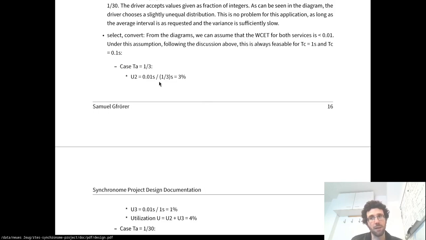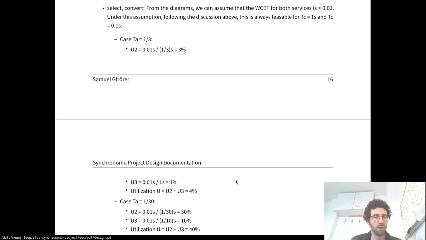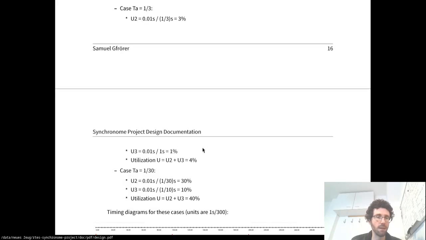And if we assume 10 milliseconds execution time, then the utilization for service 2 is 10 milliseconds divided by a third of a second, and that's 3% utilization for service 2. For service 3, we have 10 milliseconds divided by 1 second, because the interval for service 3 is 1 second, and that's 1%. So the total utilization is the sum of both utilizations.